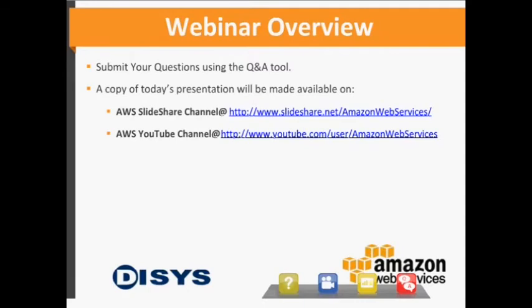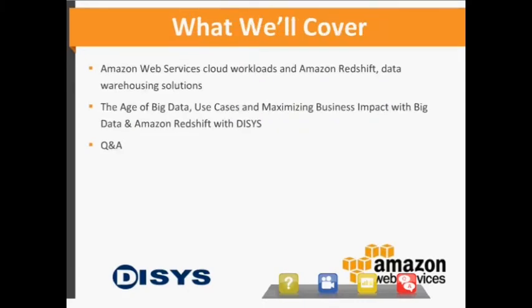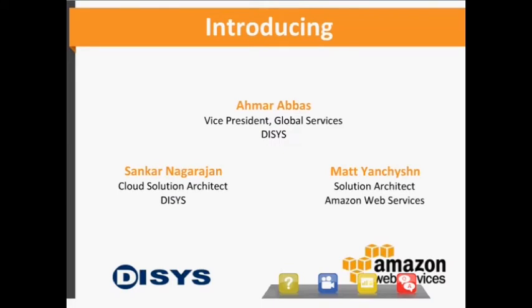I'm pleased to be joined today by Resize, who is one of our AWS consulting partners, and we'll begin with an overview of AWS and Amazon Redshift, and then we'll hear from our partners at Resize on big data challenges and opportunities, as well as a customer use case, and how to maximize your business impact with big data and Amazon Redshift. So without further delay, I'd like to please welcome our guest today, Amar Abbas, who's the Vice President of Global Services at Resize, as well as Sankar Narayanan, who is the Cloud Solution Architect at Resize. And we have Matt Yanchin, who is our Ecosystem Solution Architect here at Amazon Web Services. So with that, take it away, Matt.